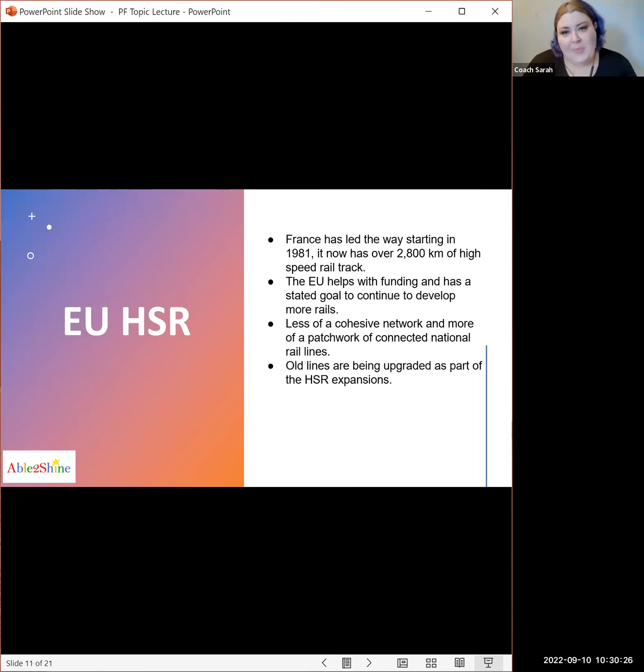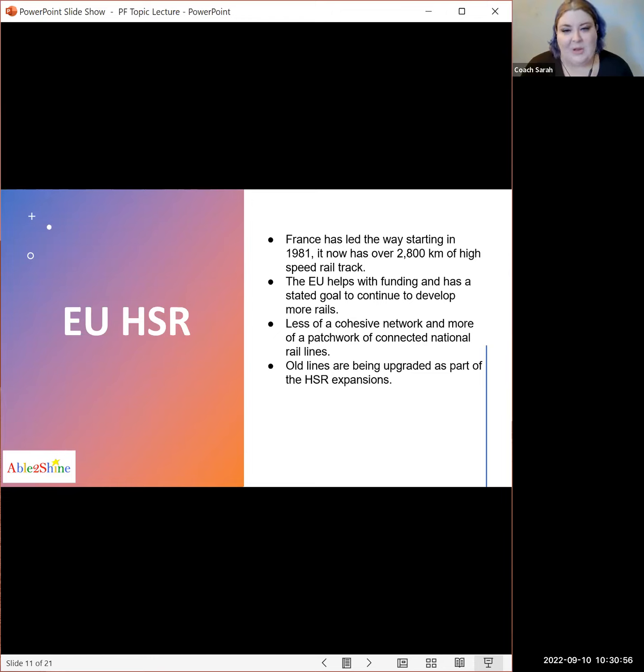So the European Union is starting to try to develop more of an interconnected system of rail lines. France kind of started the trend and led the way in the 80s. They have the most amount of track out of all of the EU countries with a whopping 2,800 kilometers. But a lot of different countries have quite a bit of track. Italy has a lot of track.